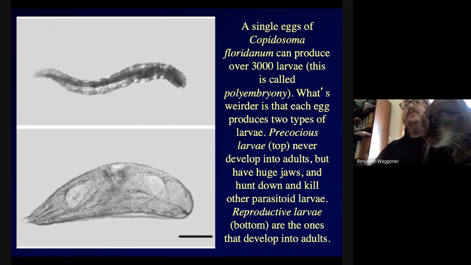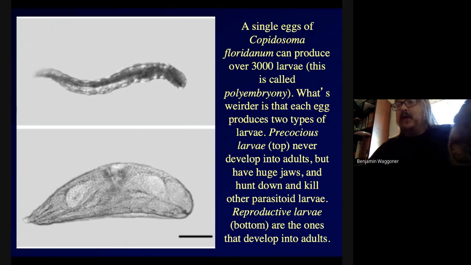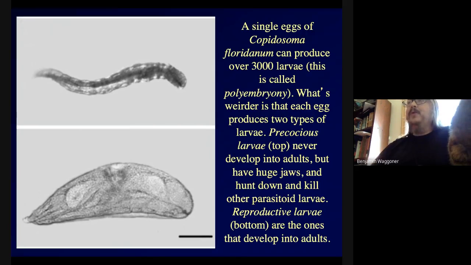But it's hard to see in this picture, but the head is over on the right, and there's huge jaws on those heads. And the precocious larvae will hunt down and kill other parasitoid larvae. So if an embryo gets attacked by 2 Copidosoma who both lay their eggs in the same host egg, then both of those eggs will produce both reproductive larvae and precocious larvae, and the precocious larvae of each will try to kill the larvae of the other.